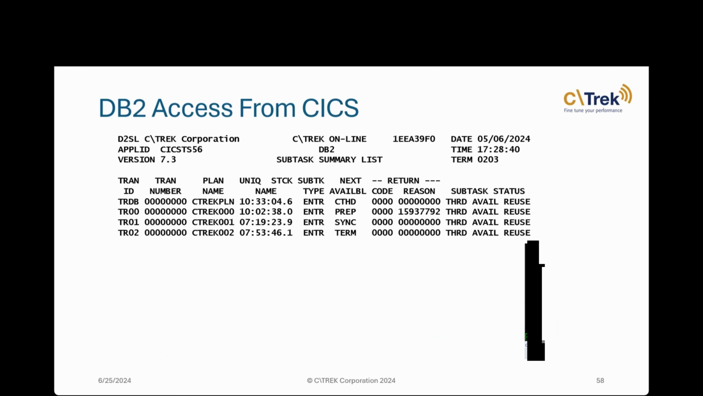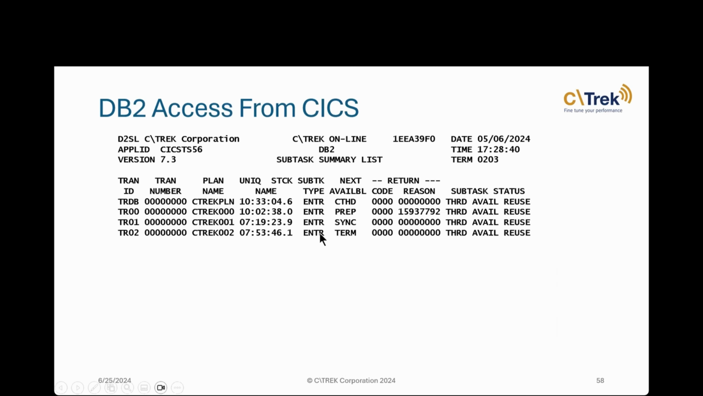Now here's some of the things. These are the different TCBs that are being used by the different transactions that are in the system, and what the name of the plan is. Here is the important part: whether it's being used by the pool or it's being used by a DB2 entry. I hate to see pool.